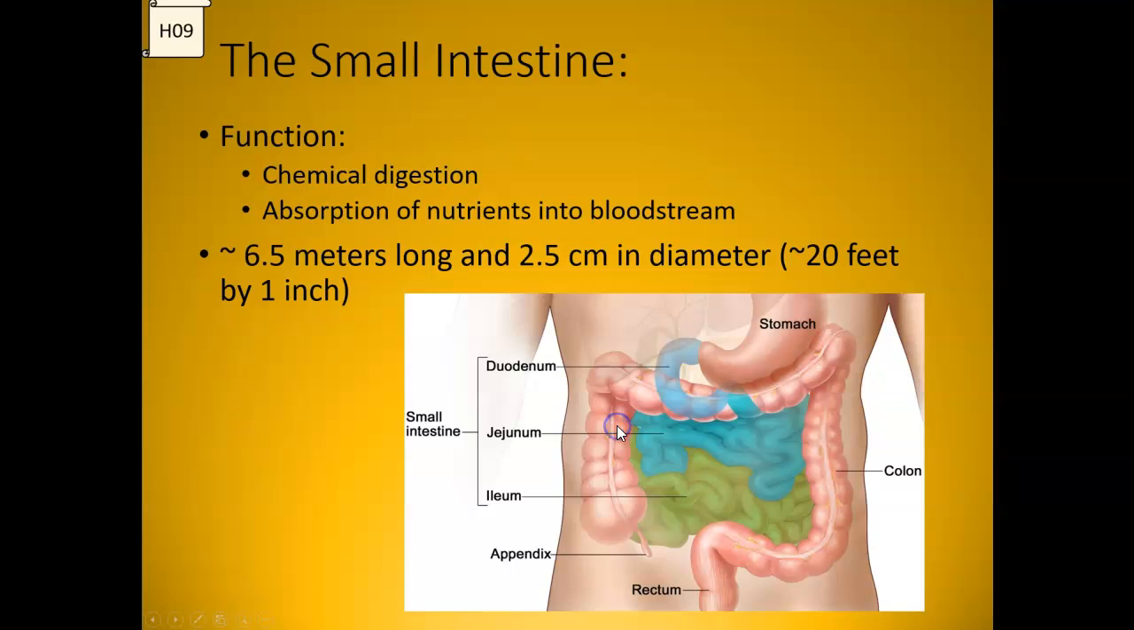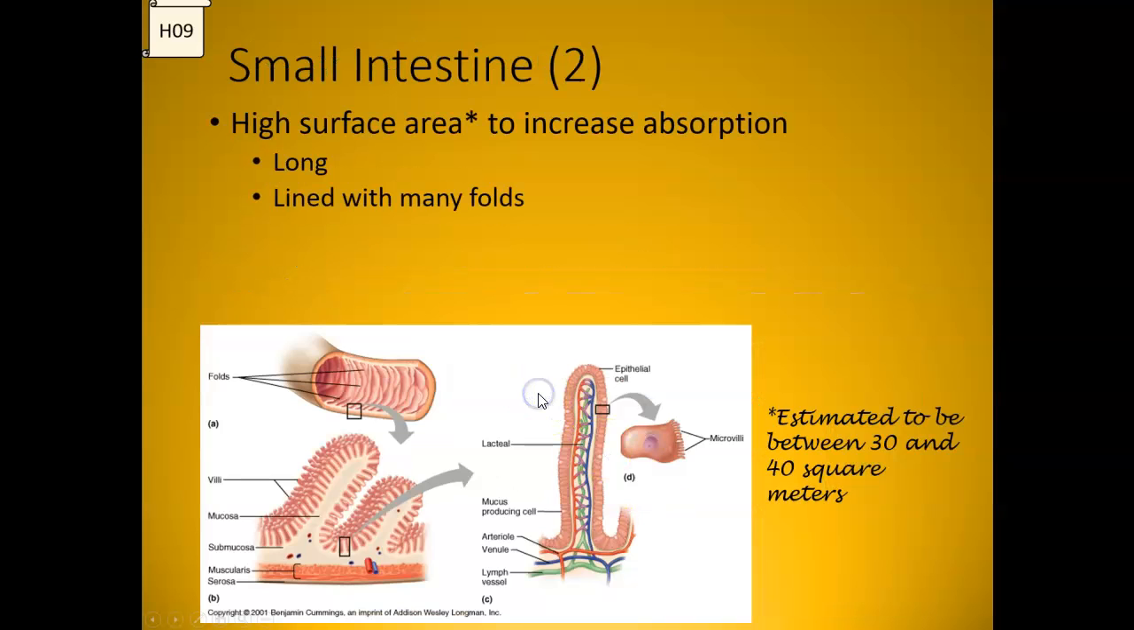3 parts, duodenum, jejunum, and ileum. So duodenum is the first part, the jejunum is the middle part, and the ileum is the third part. And it has a really high surface area to increase absorption.